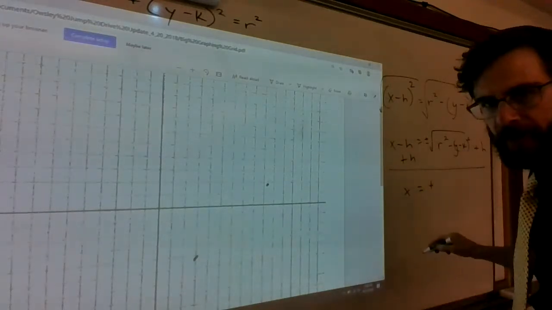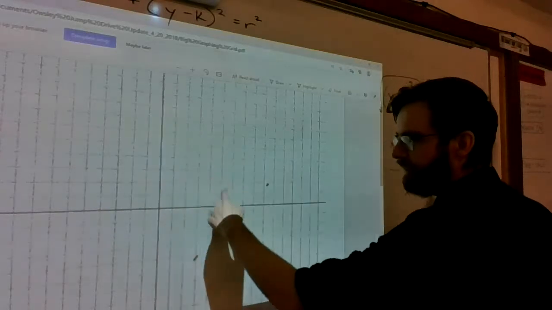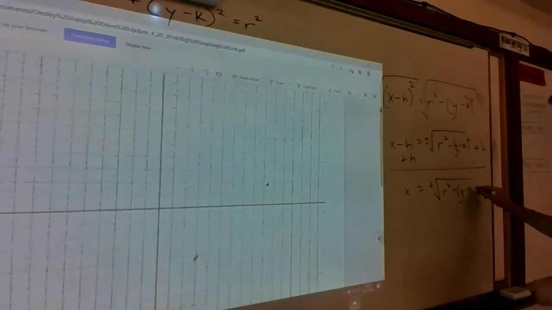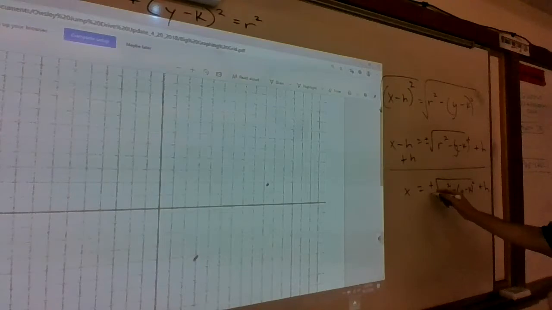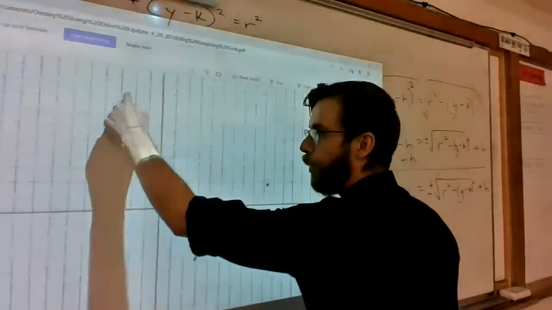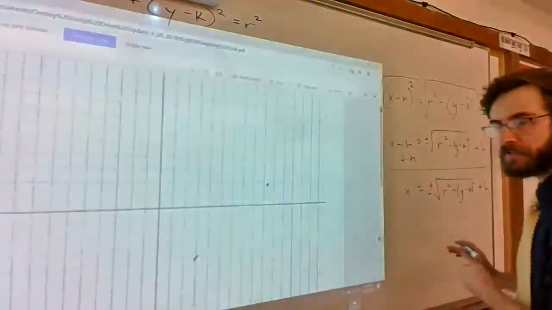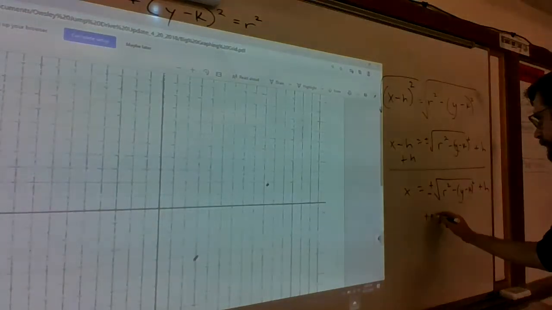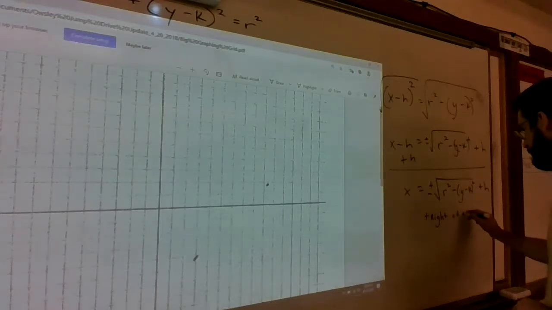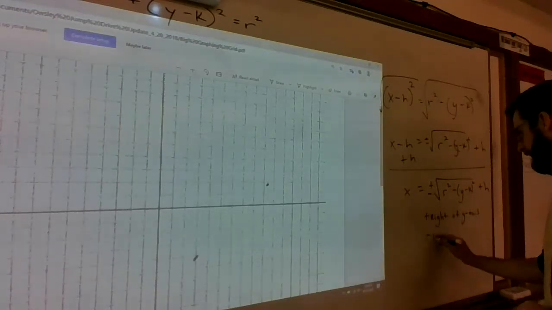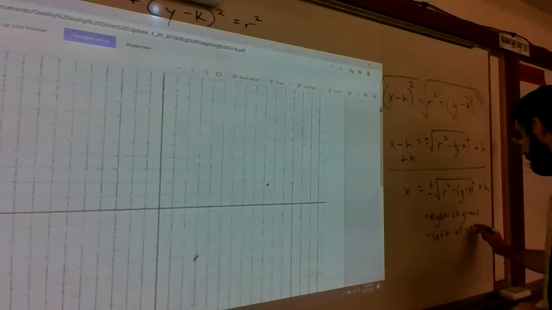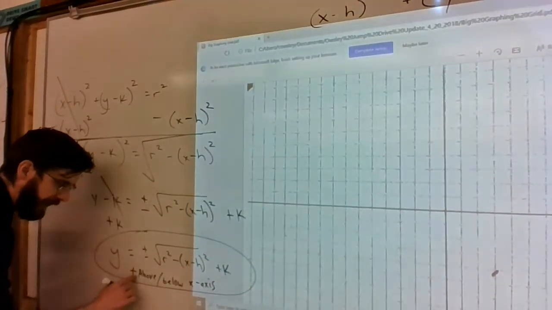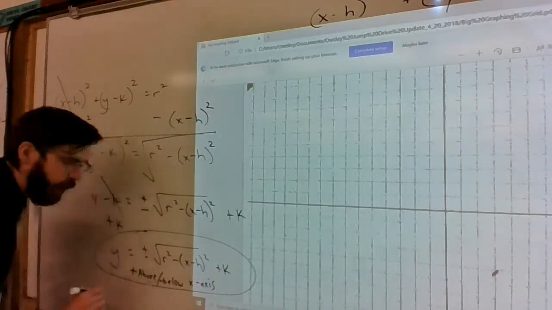So the positive version right here is going to be right of the y-axis, with the radius in there, with the vertical shift inside, the horizontal shift on the outside, and then the negative, when x is by itself, is going to be what shows up as a semicircle to the left of the y-axis. So, right of y-axis, left of y-axis. Above the x-axis, below the x-axis.